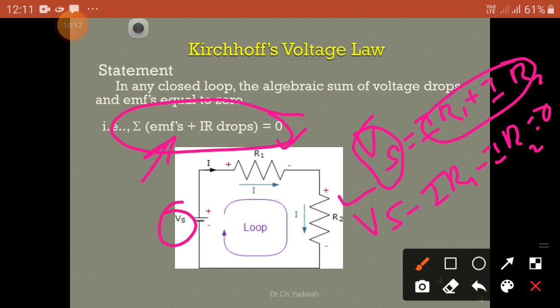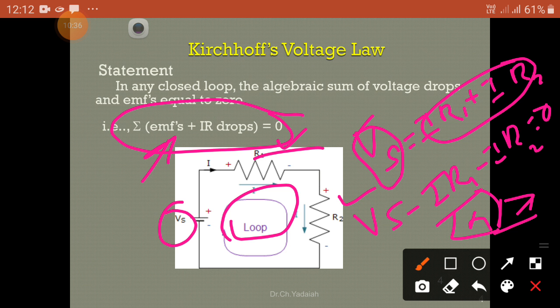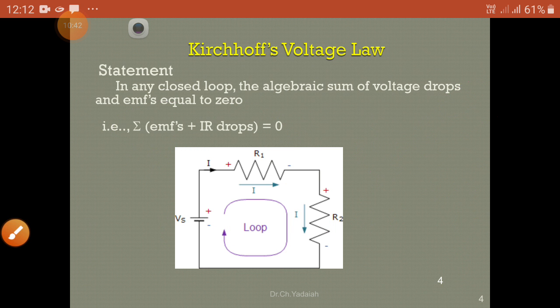Kirchhoff voltage law. Once again, what is the definition? In any closed loop, there should be a closed loop, not only your family, not beside your brother, cousin or uncle family. So in a closed loop, the algebraic sum of voltage drops is equal to the EMF. That is the definition.